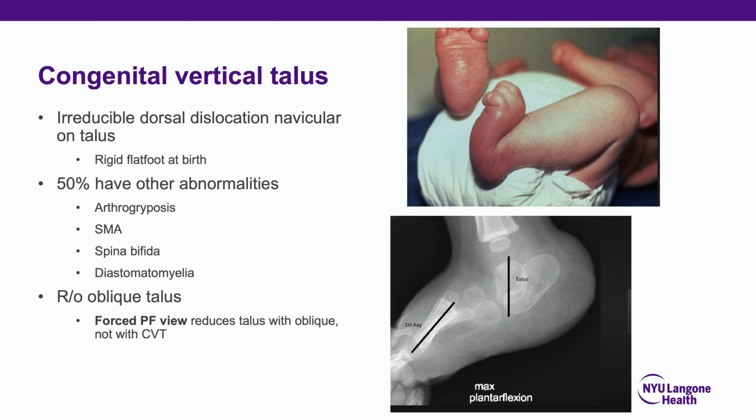In a normal foot, one would expect the first ray and the talus to be aligned. In an oblique talus, in the forced plantar flexion view, the talus will line up with the first ray. In congenital vertical talus, nothing will reduce that talus, and that's important to note.